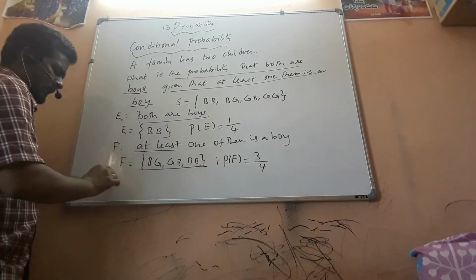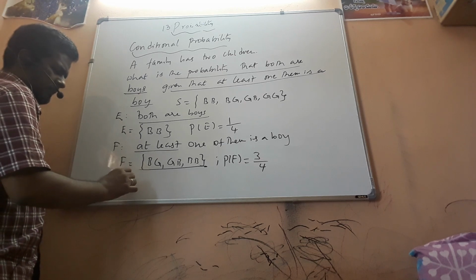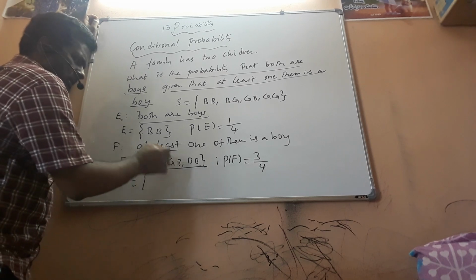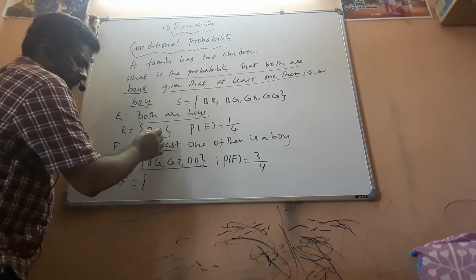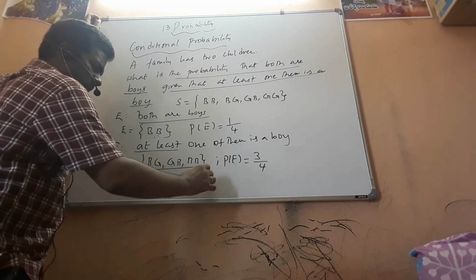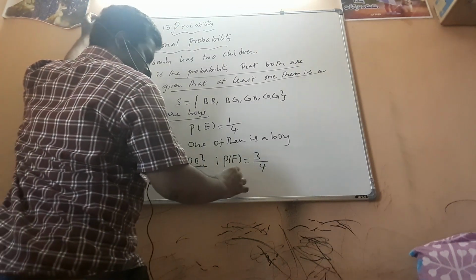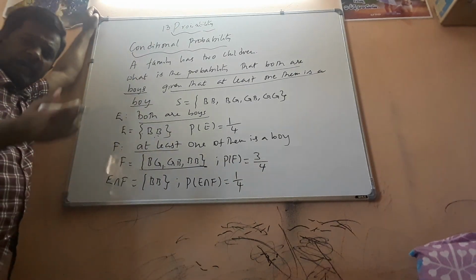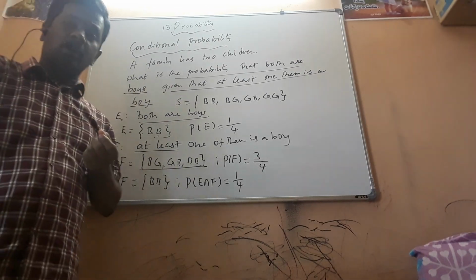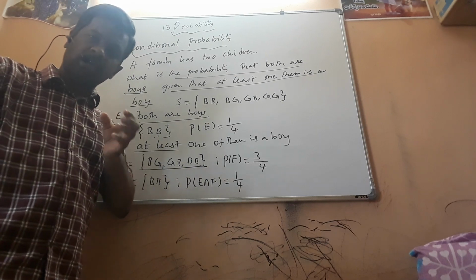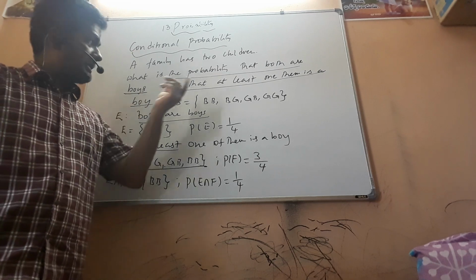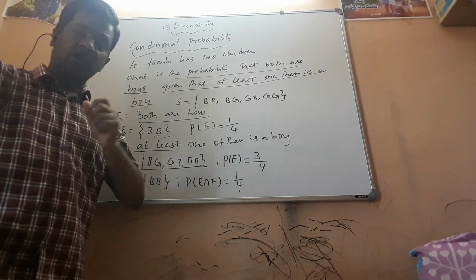Now, let us talk about the intersection part. E intersection F. What is common to E and F? BB. Then what is the probability of E intersection F? 1 by 4. Exactly. Now, the conditional probability. Observe carefully here. We are asked to find the probability that both are boys, but the condition given is that at least one of them is a boy.